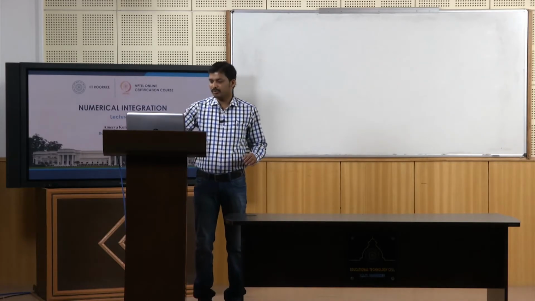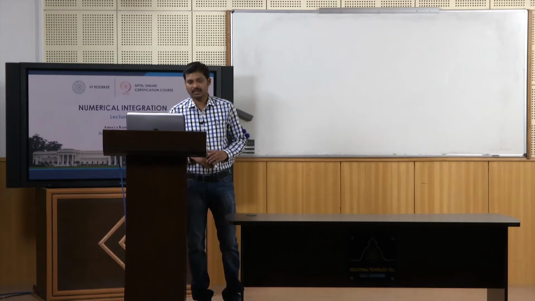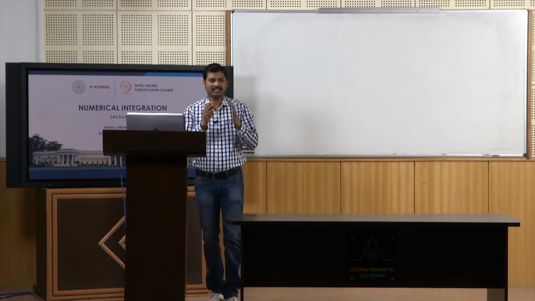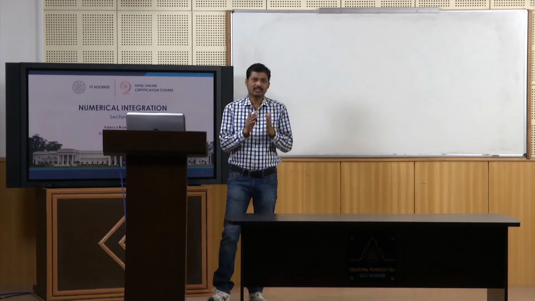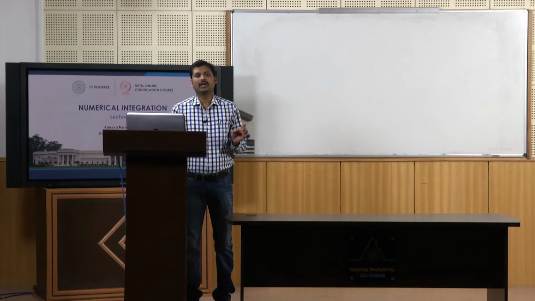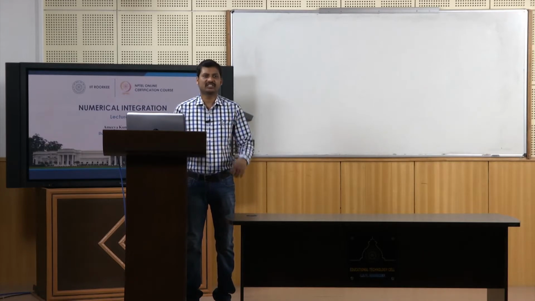In this class we will go for some higher order integration methods. First we will discuss the quadrature formula, then the 2-point formula, that is the trapezoidal rule. Then we will go for the geometrical interpretation of the trapezoidal rule, and the error estimation in the trapezoidal rule. Then for the composite formula of the trapezoidal rule, if in each of the intervals we use 2 points over the total interval, that is called the composite trapezoidal rule. How we can obtain the formula, I will discuss in this lecture.